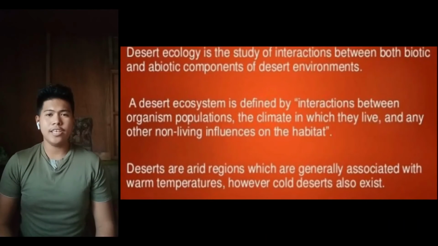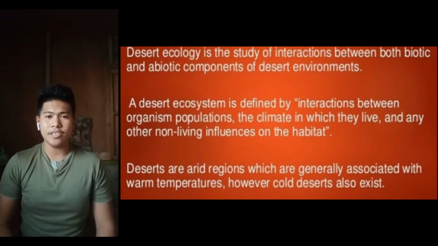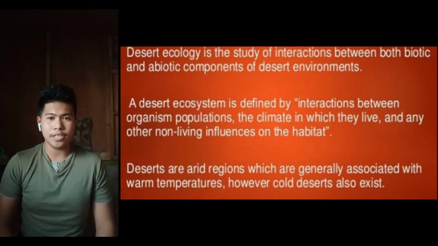Desert ecology is the study of the interactions between both biotic and abiotic components of desert environments. A desert ecosystem is defined by interactions between organisms, populations, the climate in which they live, and any other non-living influence on the habitat. Deserts are arid regions, which are generally associated with warm temperatures. However, cold deserts also exist.